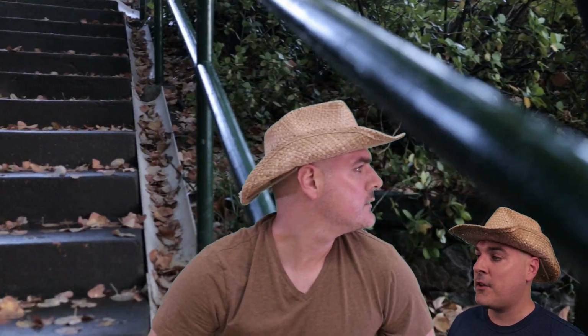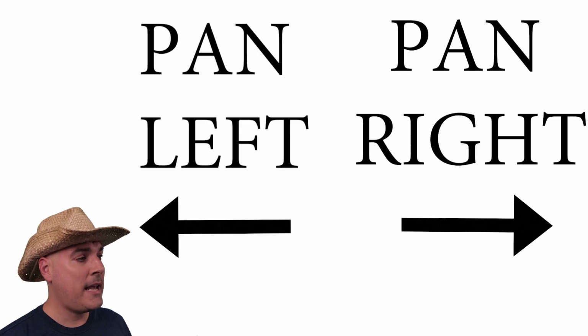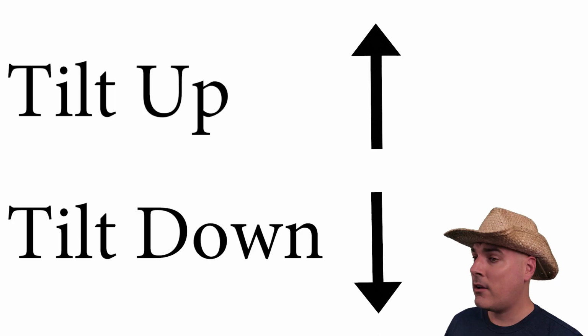The pan and the tilt are so basic but yet so important because they mimic the natural behaviors of the human head, allowing the audience to really connect with the shot. Pan right and pan left is like you turning your head right and you turning your head left. Tilt up is similar to looking up, and tilt down is similar to looking down.